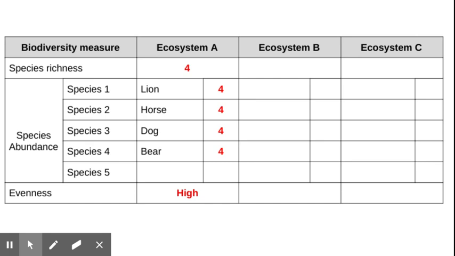So we've got 3 measurements: richness, abundance, and evenness. And we have multiple measures of abundance, one for each of the species that was present in that ecosystem. If you need to fill that out, hit pause and go fill that out.